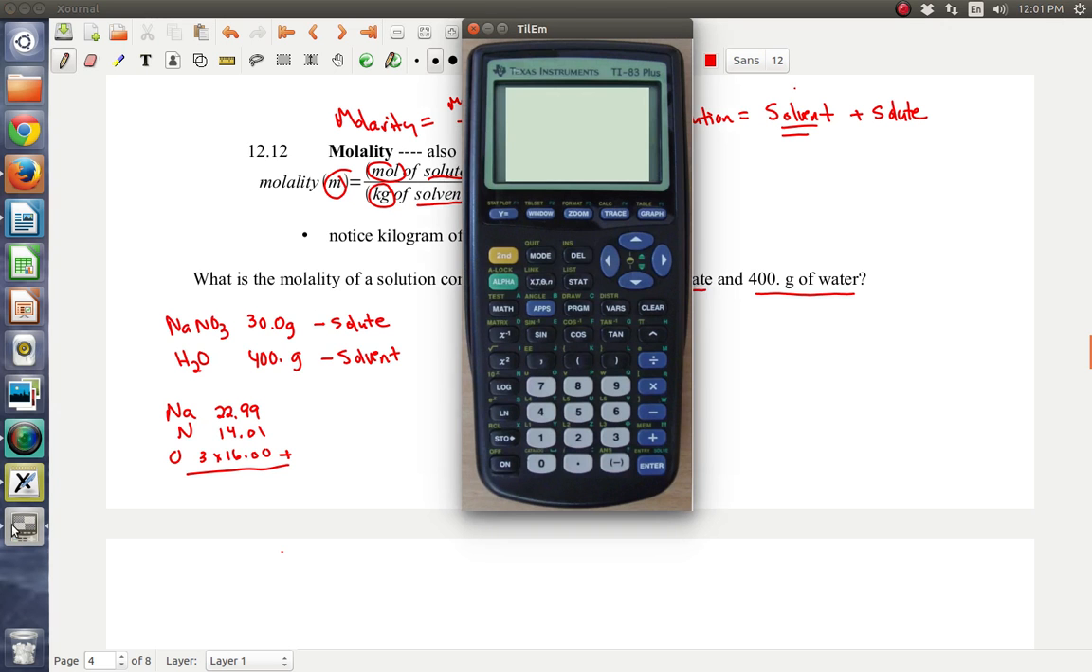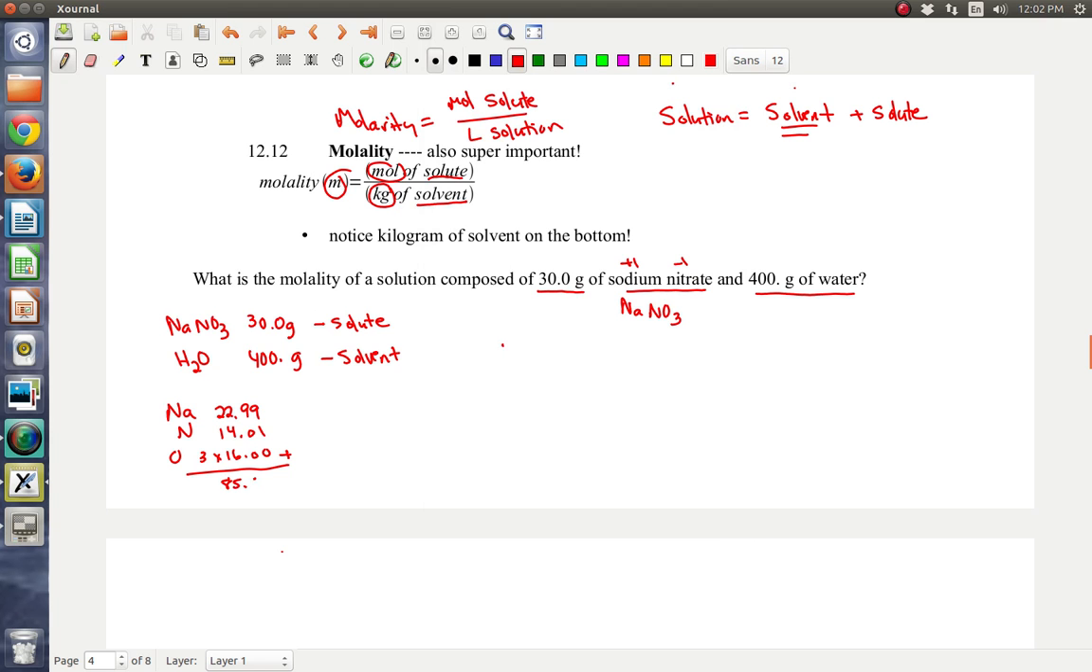So let's pull up my calculator, turn it on, and add it all together. 22.99 plus 14.01 plus 3 times 16, and that gives me 85. Make sure I did that right. 22.99 plus 14.01 plus 3 times 16 is 85. So that would be the molar mass, 85.00 grams per mole. That's the molar mass of sodium nitrate.